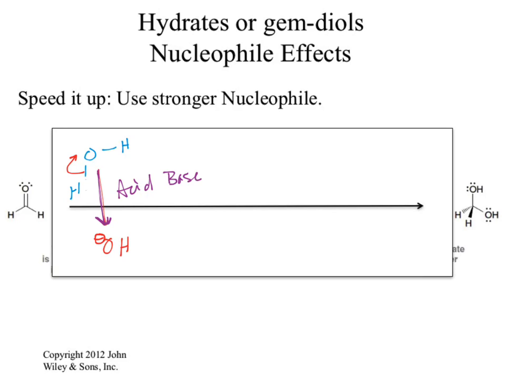What do I need to add to get this reaction to have a stronger nucleophile? We started with H2O. We're trying to make OH minus. What do I need to add to make OH minus? What did H2O do? It acted as an acid. So what should I add to the reaction? A base.